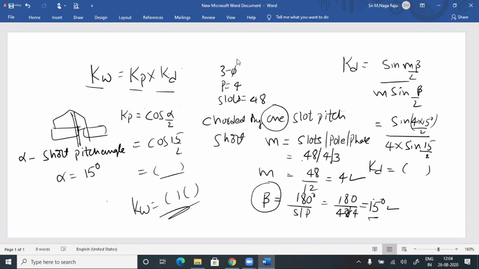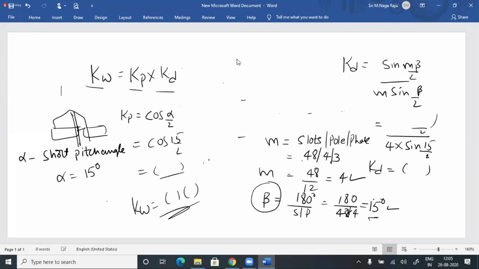All of you finished? Yes, sir. Okay. So you do one thing. Okay, so we have the formula for KD, the distribution factor, like this.